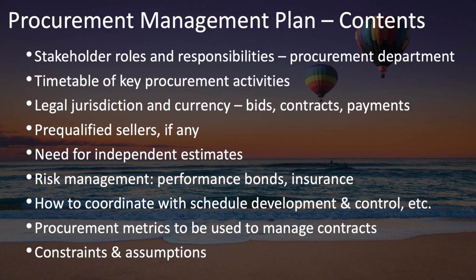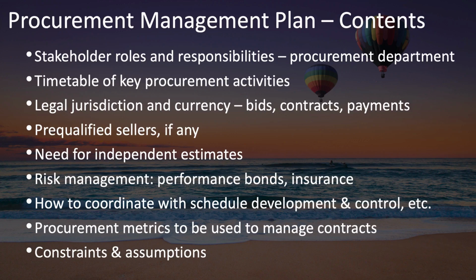If your organization has any pre-qualified sellers or seller lists, you'll need to identify those, and whether or not you need any independent estimates. There are several different types of risks that you'll need to manage, not the least of which are whether or not you need performance bonds or insurance from any outside vendors.